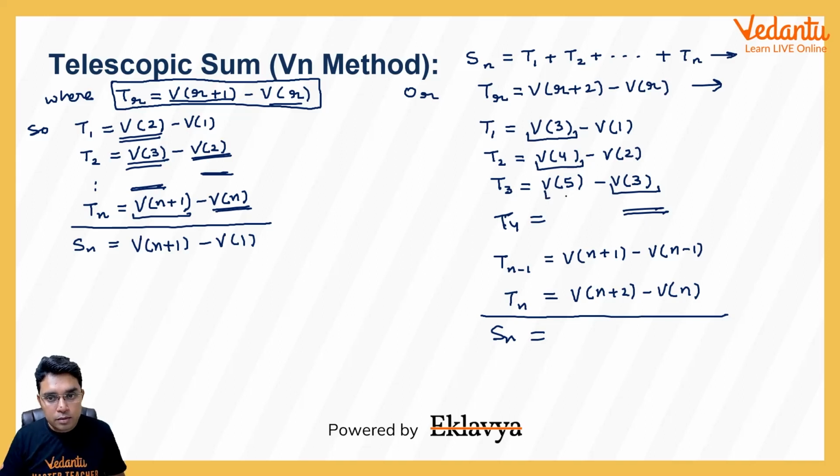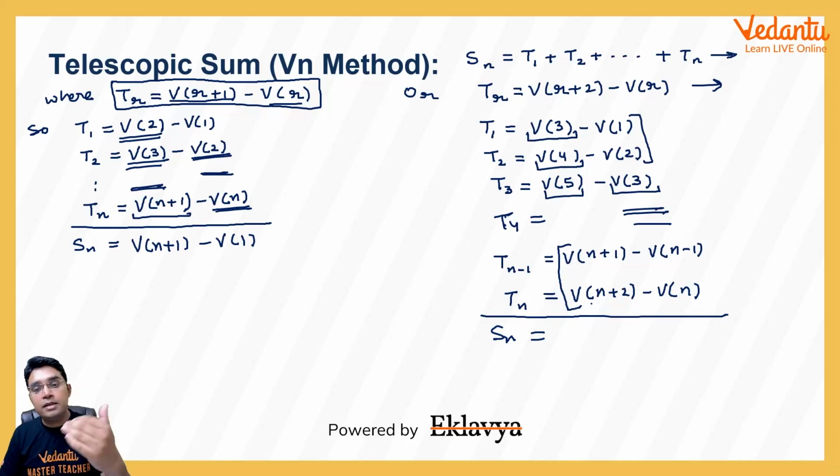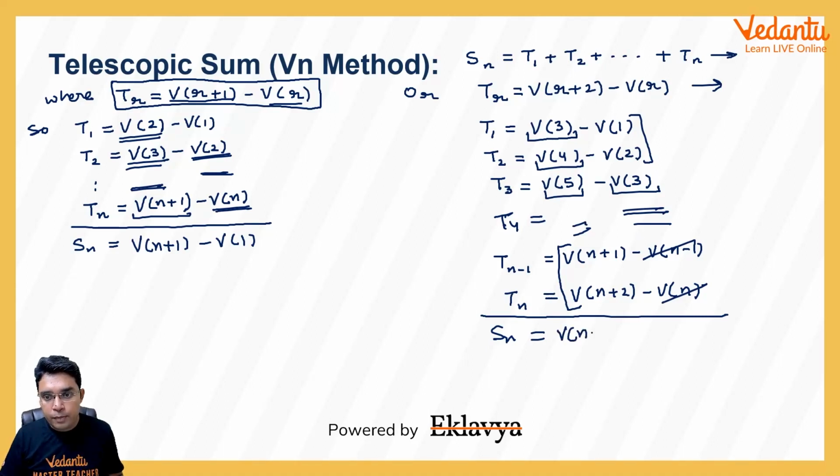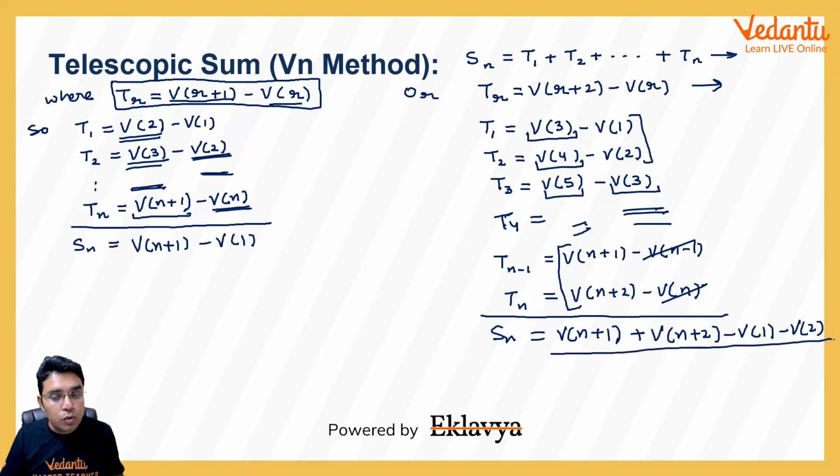And so on. So you can see these first two terms V_1 and V_2 will never be cancelled, and in the same way these last two terms will not be cancelled with any terms after them, though the others will be cancelled with the terms before them. So S_n in this case will be V_(n+1) plus V_(n+2) minus V_1 minus V_2. So it is also possible that you have to keep a record of two terms from the beginning and two terms from the last. This can also be the sum S_n.